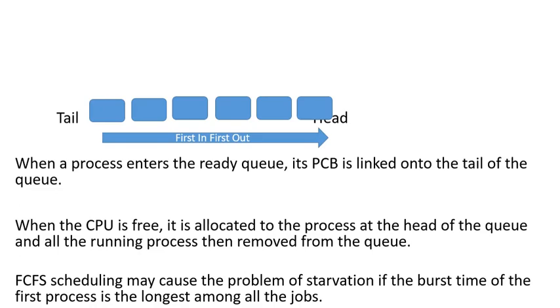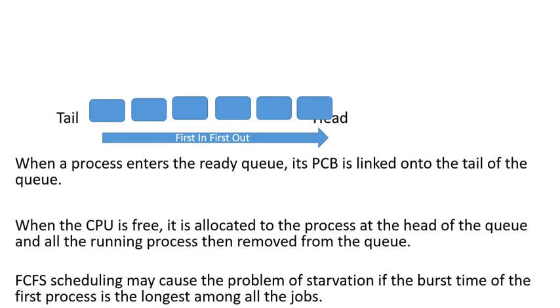So whenever the processor is free, one process from the head side will go into the running state on the CPU, and whenever a new process comes into the ready queue, it will be at the end of the queue, that is, at the tail part of the queue. And if the CPU is free, then the CPU will be allocated to the next process from the head side.